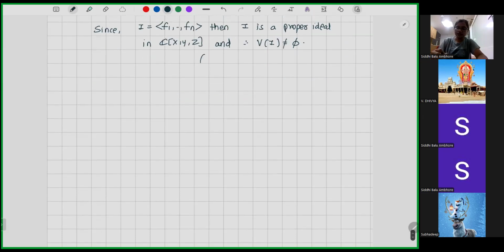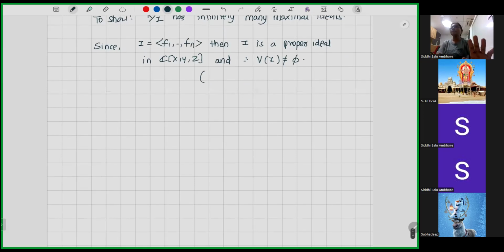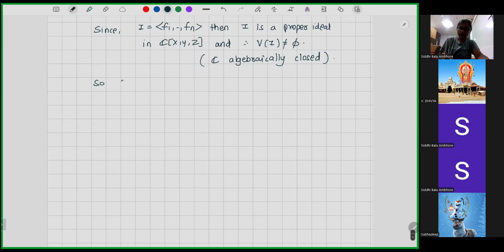When we have a proper ideal and its variety is non-empty, it happens only when our field over which we are considering the polynomials is algebraically closed. This doesn't always happen in any given ring. For example, the ideal generated by x square plus 1 in R[x]. The variety for this ideal I in R is the empty set. But since C is algebraically closed, we get this.